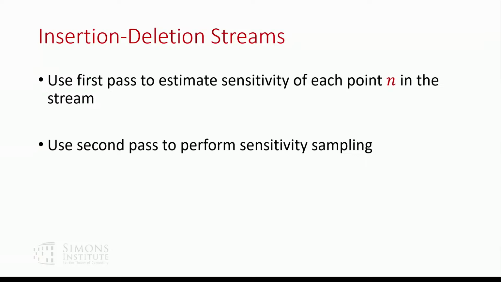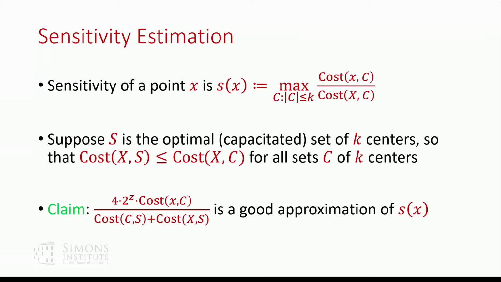So what we're going to do is we're going to use the first pass of the stream to set up some data structure that will allow us to estimate the sensitivity of each point in the stream. And then in the second pass, we won't perform sensitivity sampling, but we'll essentially simulate it in some way. Okay. All right. So just as a reminder, sensitivity sampling is this ratio that we all know and maybe love by now.